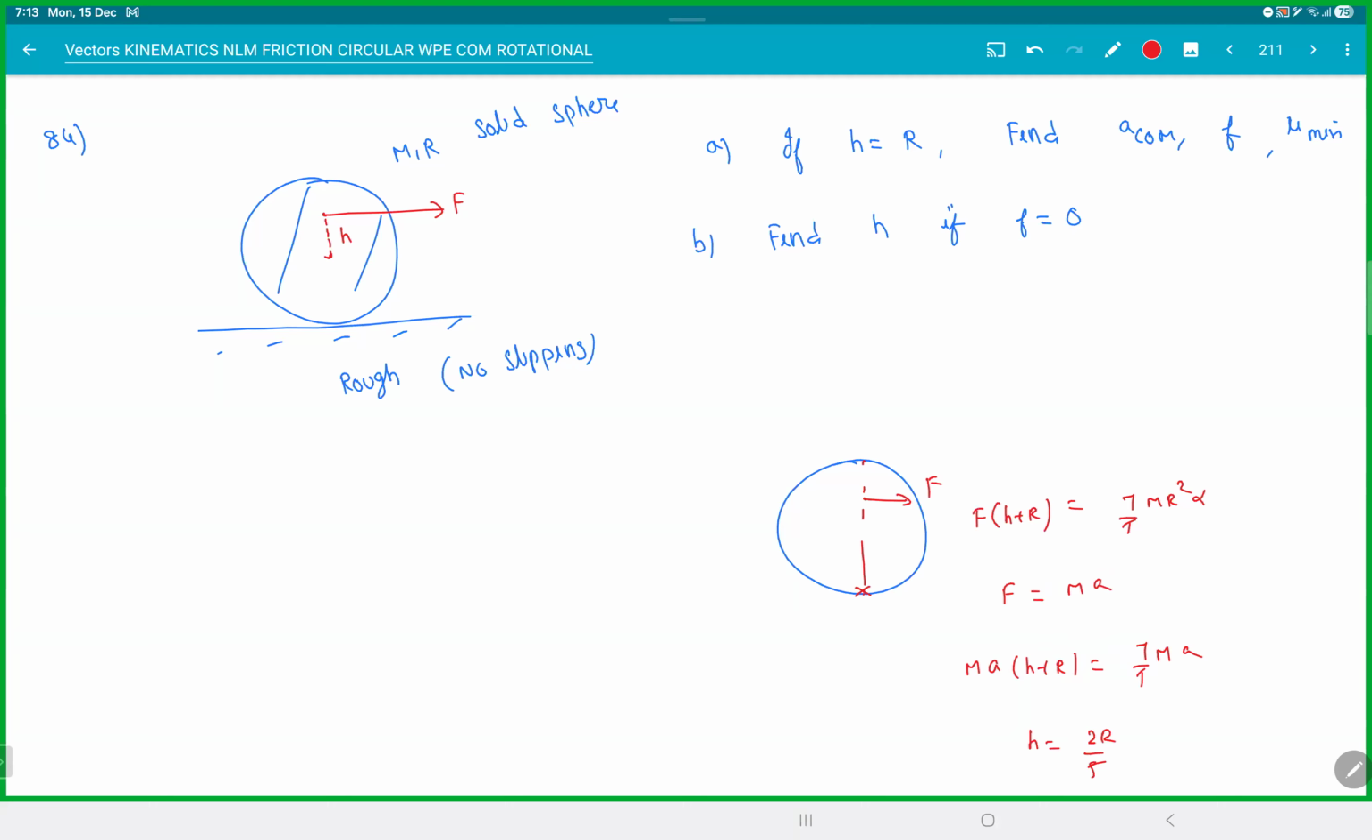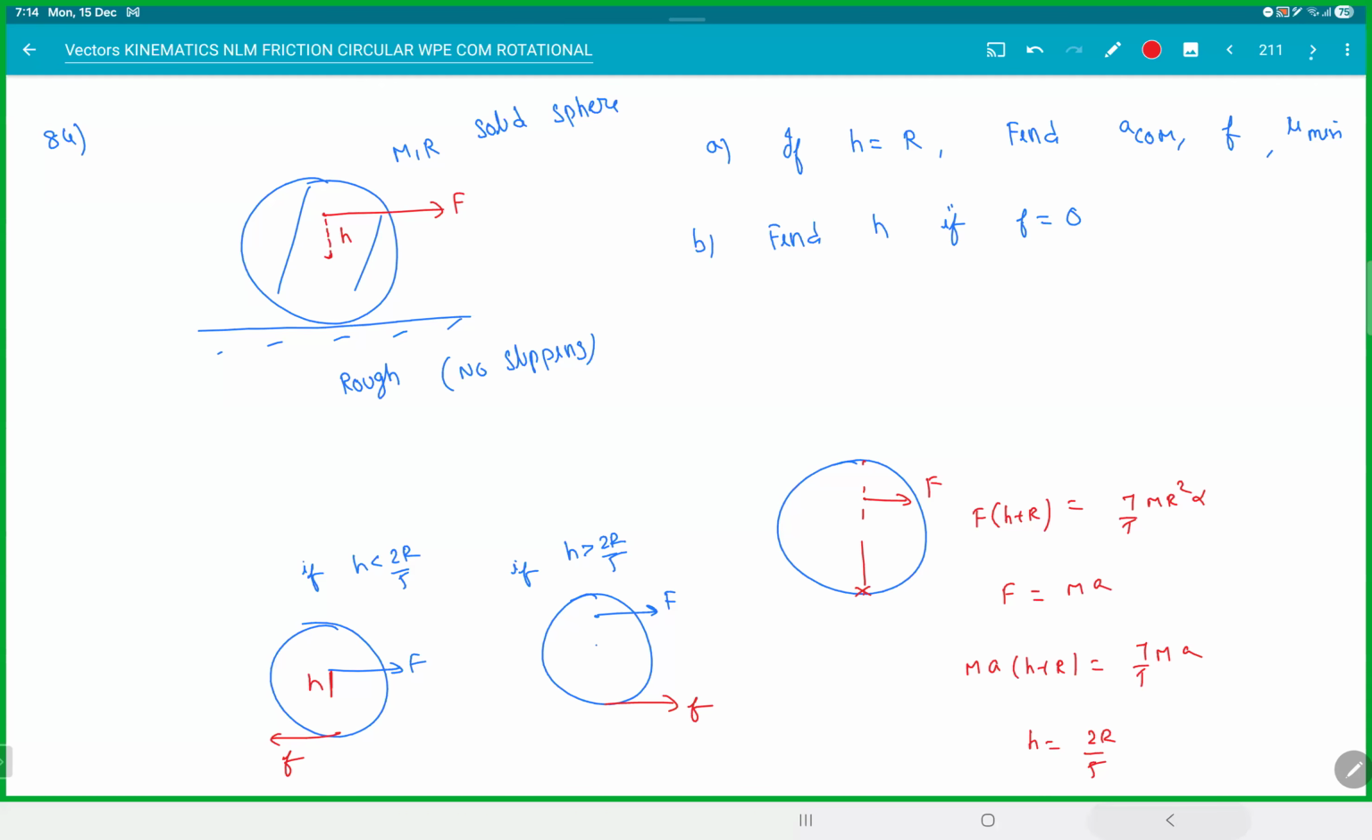And they can even ask you the direction of friction if you remember. That means if H is greater than 2R by 5, you will have more rotation, so friction will be this way. If H is less than 2R by 5, the body will have more translation. Means if you move closer to the center, rotation will be less, and the friction will be backward. So the direction of friction depends on at what height you are applying the force. There's a particular point, 2R by 5, at which friction is 0. So even if you apply an infinite force, the sphere will never slip. All clear with this?